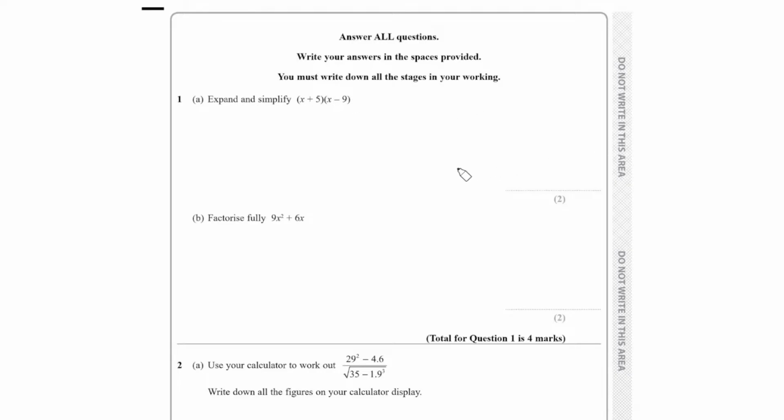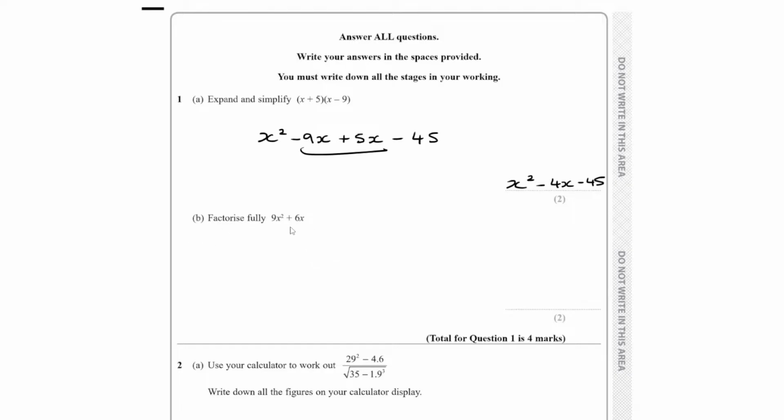Obviously the brackets mean multiply, so we're just going to expand it. We've got x times x, which is x squared. We've then got x times 9, so minus 9x. We've then got 5 times x, so plus 5x. And finally 5 times minus 9, which is minus 45. Obviously that's the expand bit, isn't it? They've then said simplify, so that just means the two terms in the middle, because they're both x terms, we can add those together. So you should get x squared minus 4x minus 45 overall for your answer.